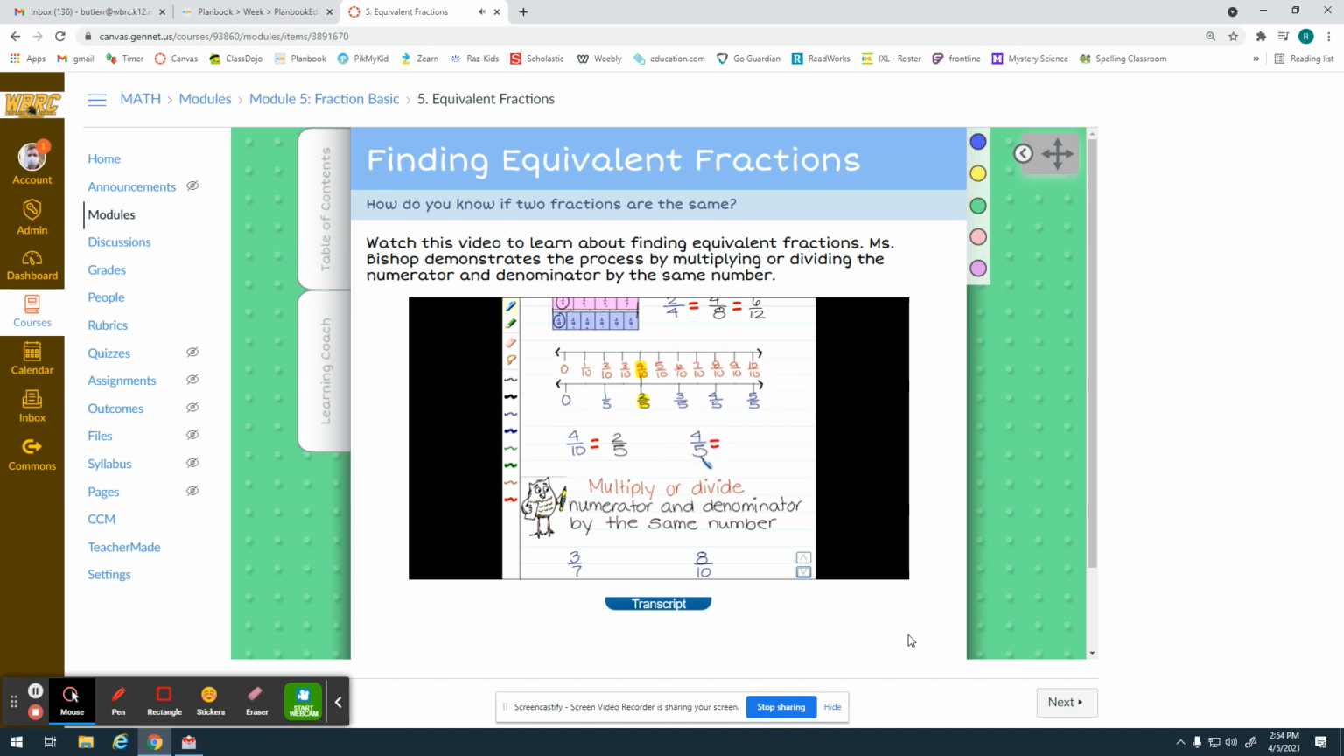I'd like you to look at the number line and tell me what is equivalent to 4 fifths. When you have your answer, press continue.